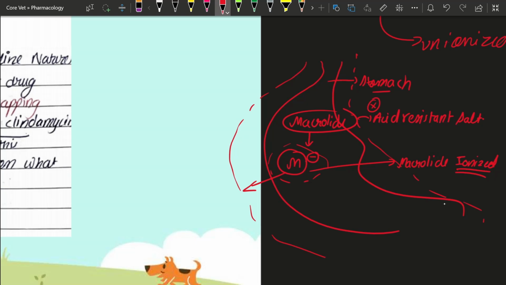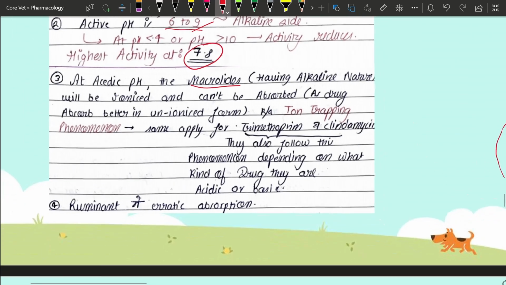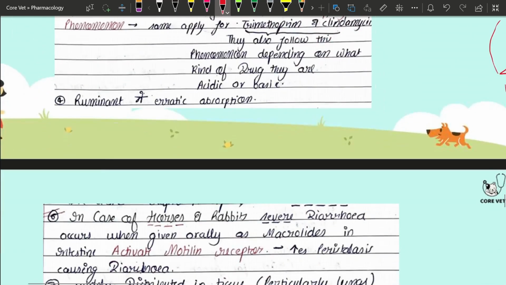If a certain drug is going to be ionized, it won't be getting absorbed into the circulation. So it would be getting trapped in the lumen of the organs, right? So that's why it is known as the ion trapping phenomenon. Okay, I hope it is clear, right?